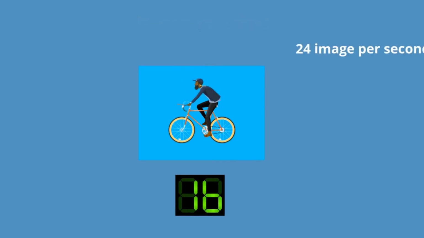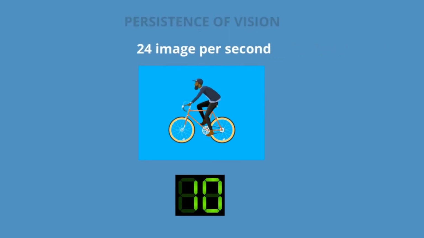Then I show you 24 images per second. It looks like a video. This is because of the persistence of vision. The changes go unnoticed. They appear to be one continuous thing. When the images are flashed at a rate faster than 15 per second, the eye perceives the object as moving.